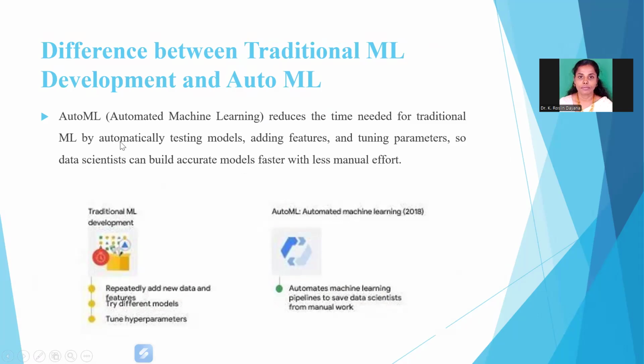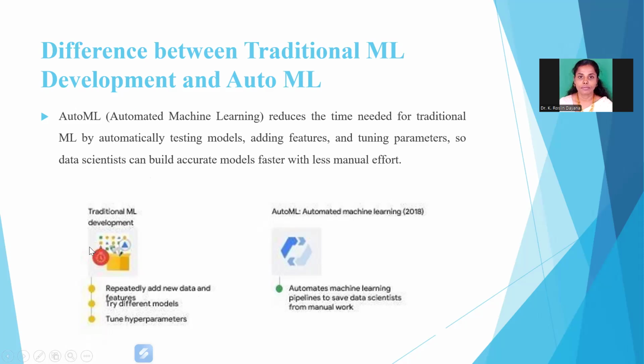Difference between traditional ML development and AutoML development. AutoML reduces the time needed for traditional ML by automatically testing models, adding features, and tuning parameters. So, data scientists can build accurate models faster with less manual effort. Traditional development: repeatedly add new data and features, try different models, tune hyperparameters.